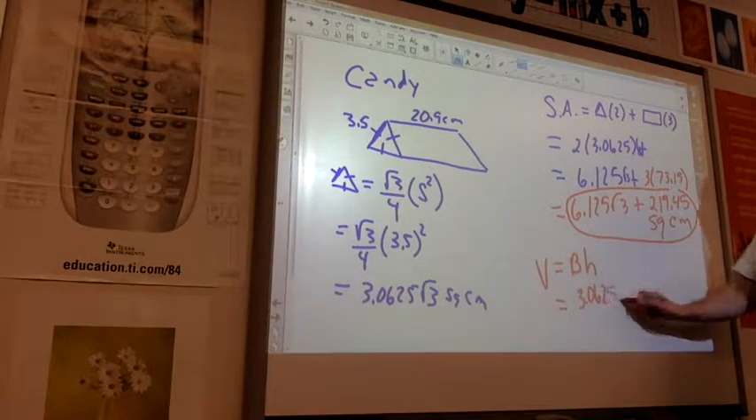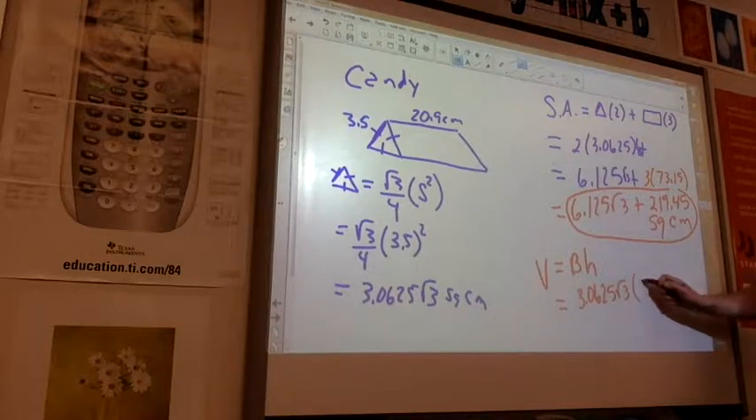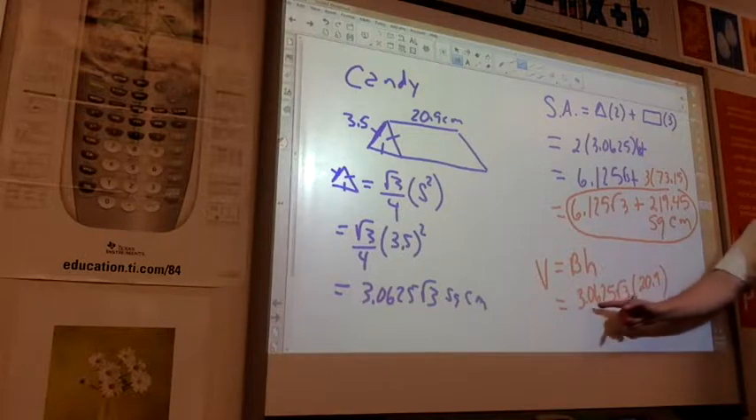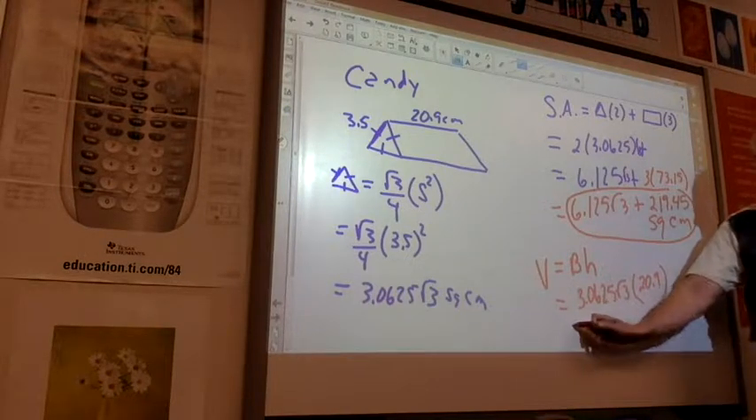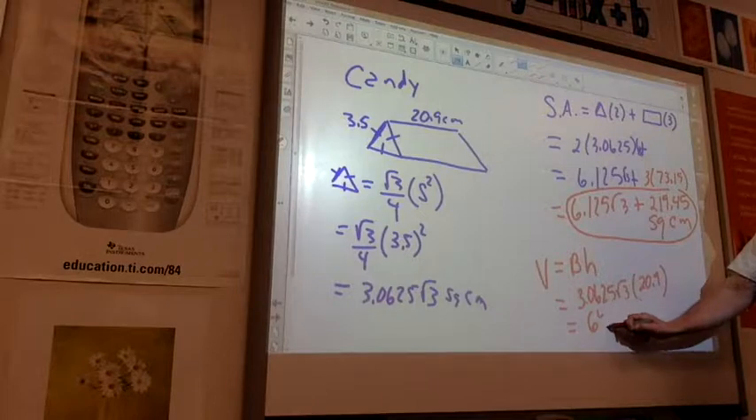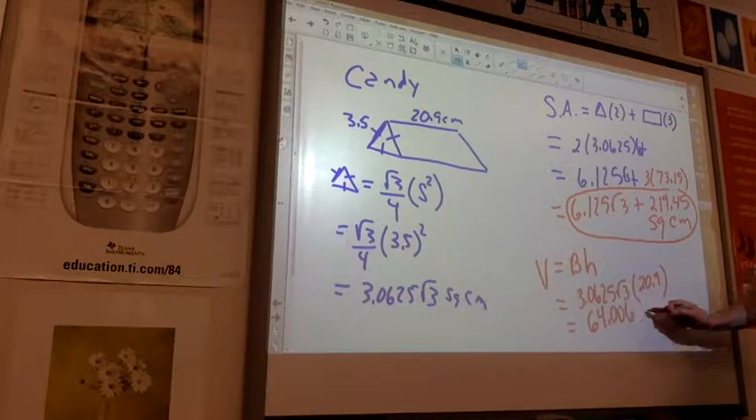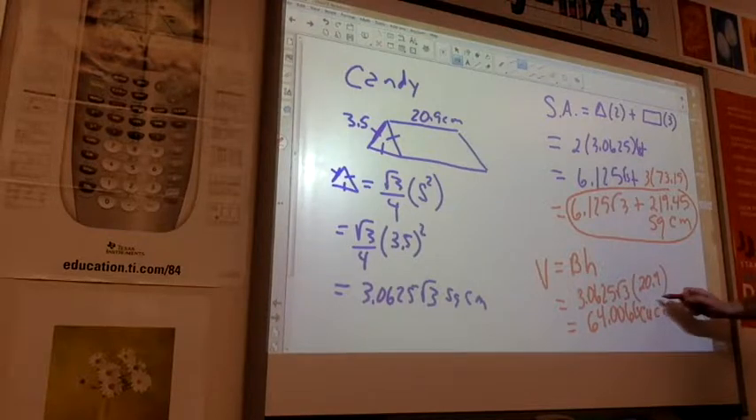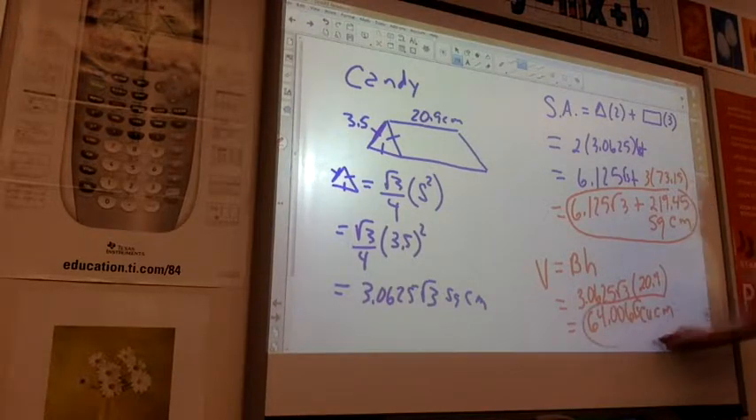Good stuff. My height would be 20.9. Good. All right, what is 3.0625 times 20.9? It's 64.0006. Cubic centimeters. Good. What about the rest of the number? Oh, and the root 3, thank you. So 64.006 root 3 cubic centimeters is my volume.